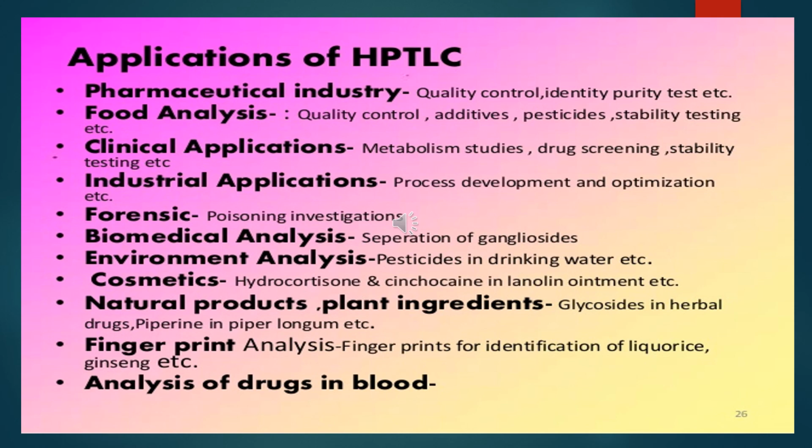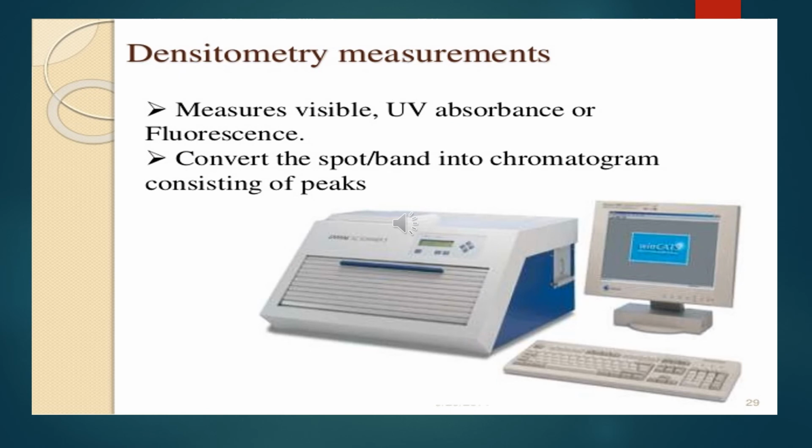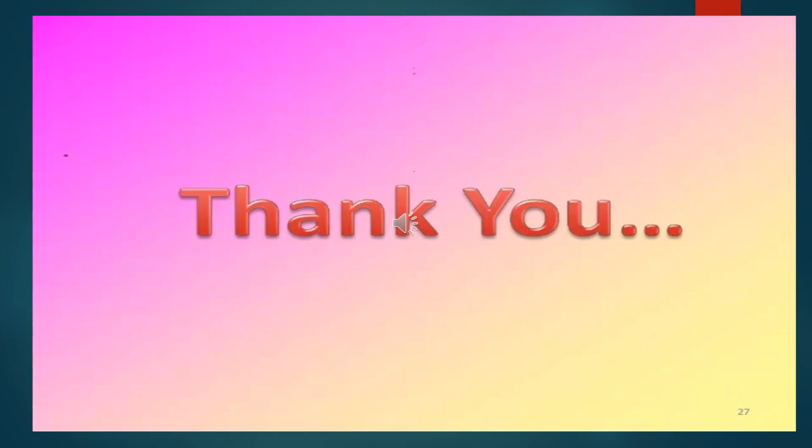In cosmetics: hydrocortisone and cinchocaine in lanolin ointment, etc. Natural products: plant ingredients, glycosides in herbal drugs, piperine in Piper longum, etc. In fingerprinting: analysis of fingerprints for identification of licorice, ginseng, etc. Analysis of drugs in blood. Densitometry measurement. Measurement of visible, UV absorption or fluorescence. Then convert the spot or band into a chromatogram consisting of peaks. Thank you.